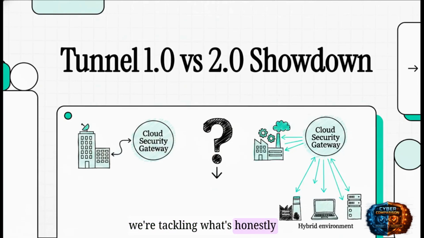Today we're tackling what's honestly one of the absolute most critical architecture decisions you're going to face when adopting Zero Trust network access and Secure Access Service Edge. We are talking about the showdown between Zscaler Tunnel 1.0 and Tunnel 2.0.